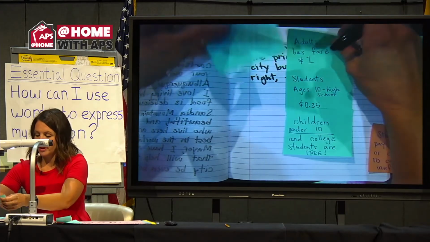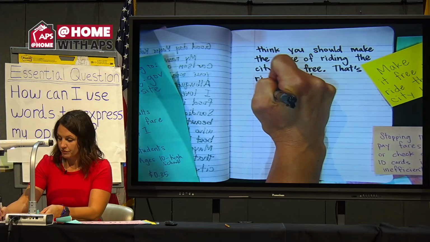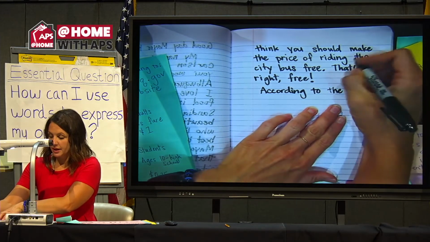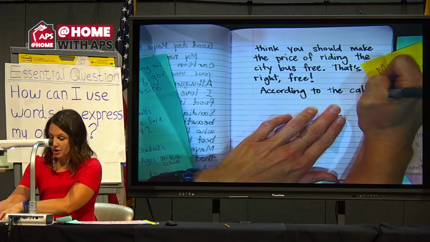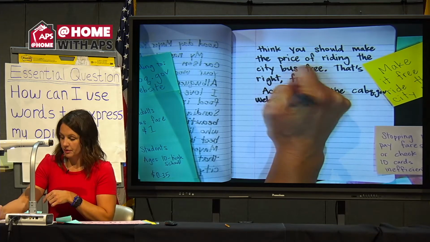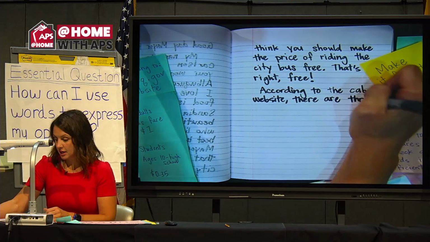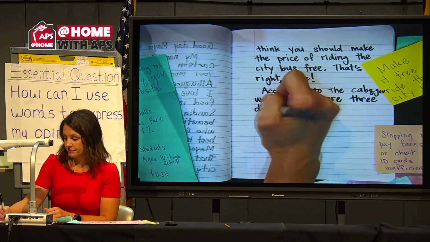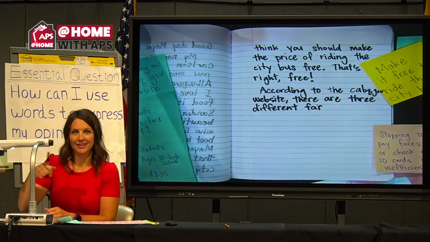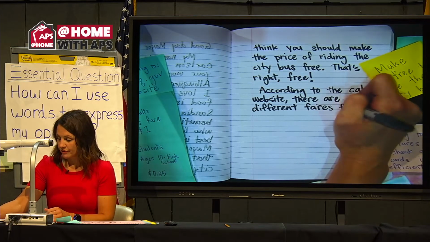So I'm going to use all these pieces of evidence. According to the cabq.gov website, there are 3 different fares. Oops, I almost spelled the other version of fare. There are 3 different fares for different ages.